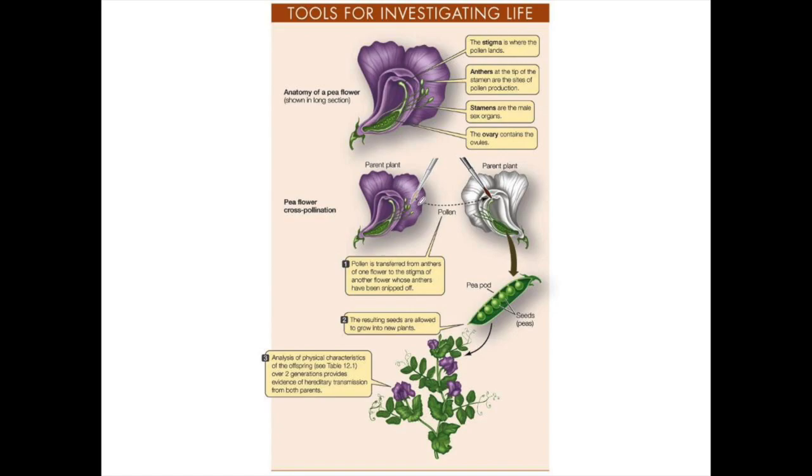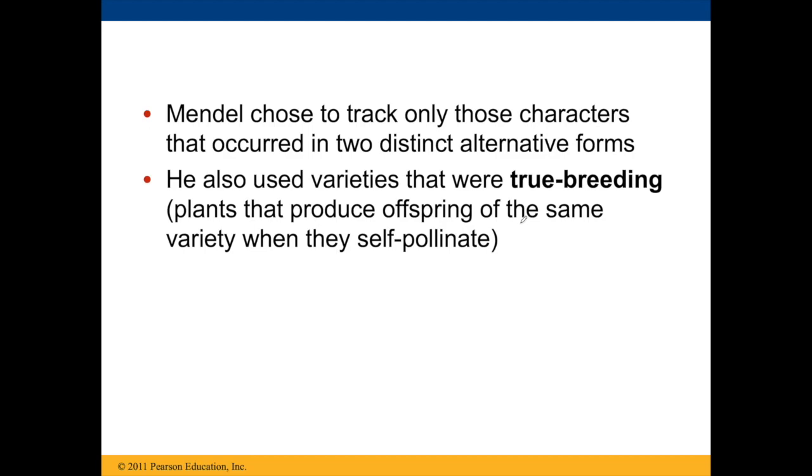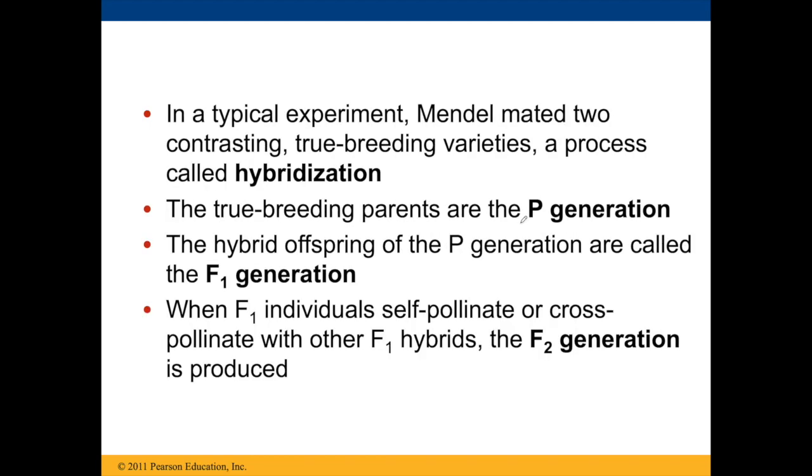If this pea plant is allowed to mate with itself, then the only possible pea plant that it can make is a purple flowered pea plant. It will never make a white flower pea plant. So it's true breeding for the purple flower color. And this white flower pea plant, if you allow it to mate with itself, can only ever make white flowered plants. It can never make a purple flower plant. Okay, so you started with those true breeding plants.